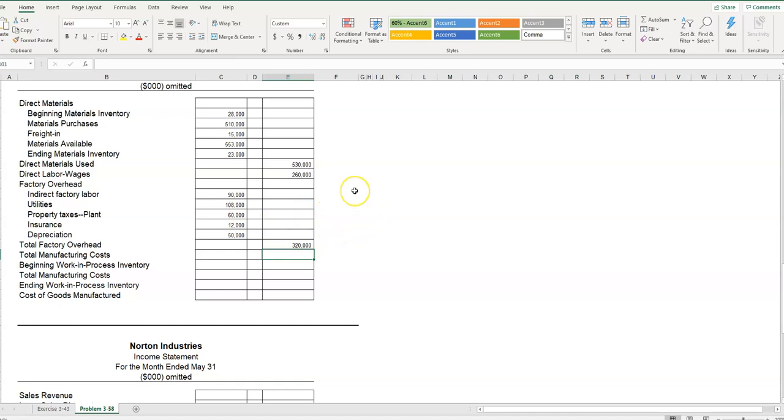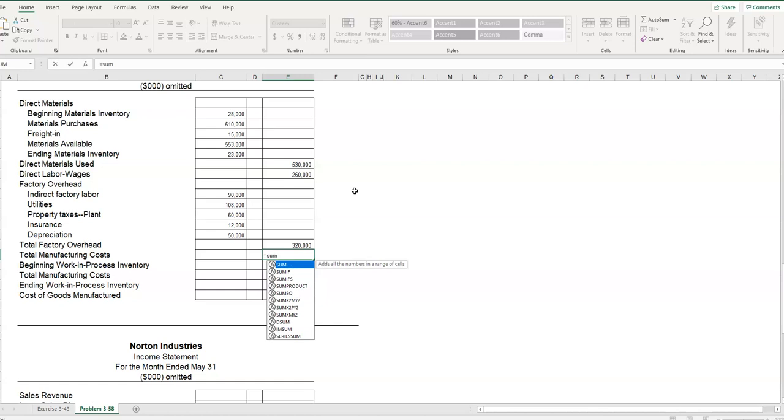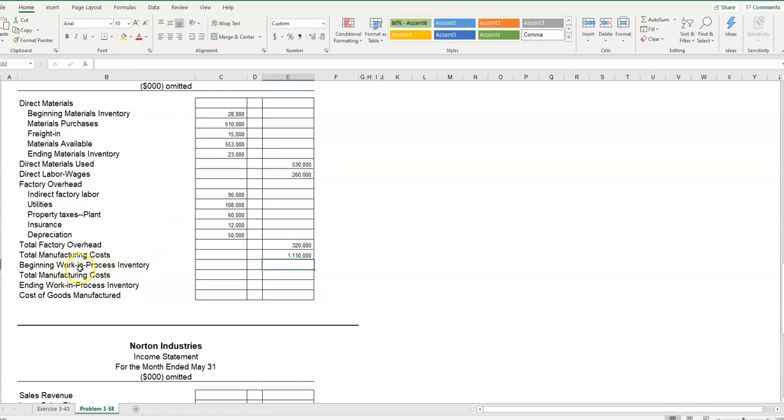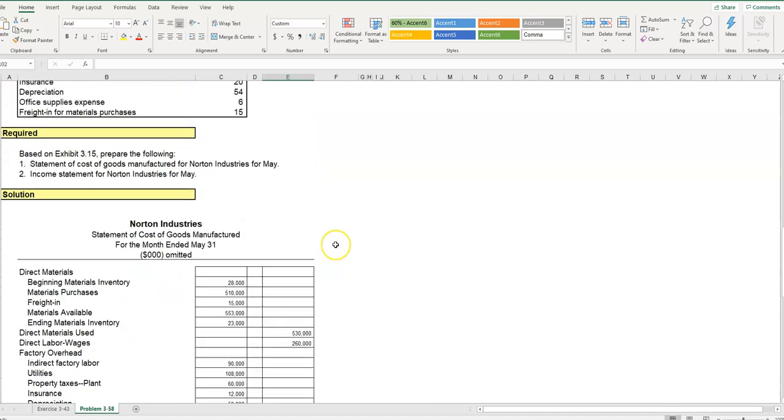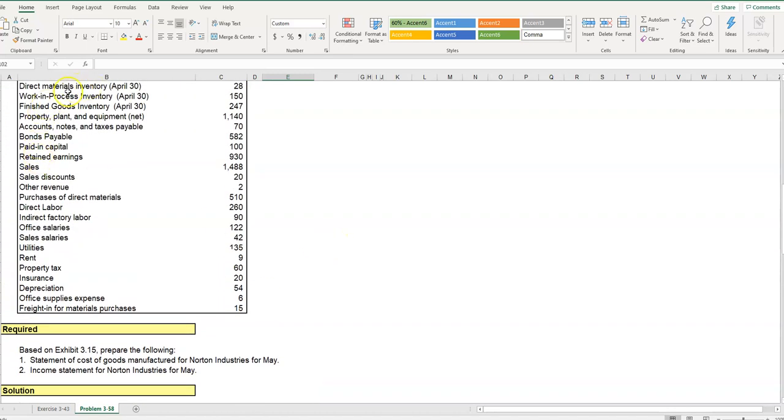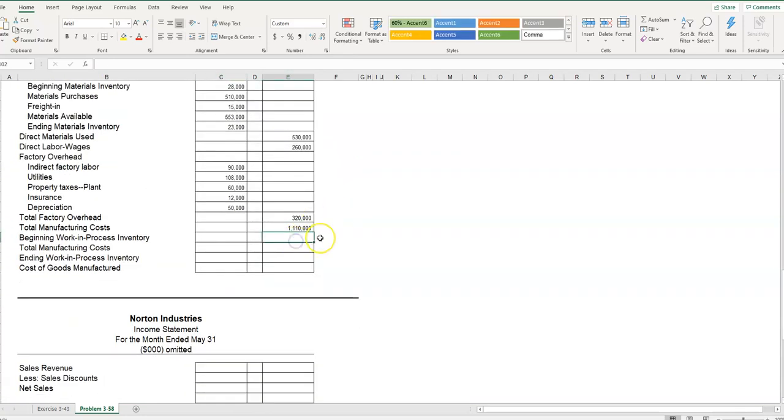$320,000. We add our 3 manufacturing costs, direct labor, direct materials, and overhead to get our total manufacturing costs for the period. We then add beginning work in process inventory. Our work in process inventory on April 30th was $150,000. We add our manufacturing costs plus the work in process inventory at the beginning of the month.